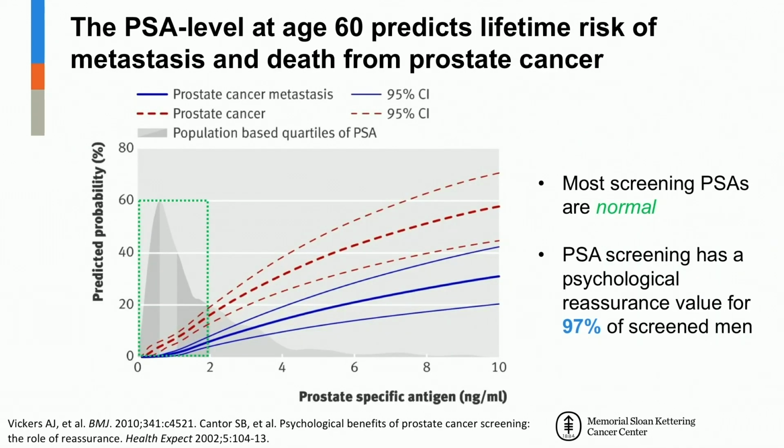And when you think about it, most men will have a normal PSA. This is the PSA distribution among men age 60, and you can see that nearly 75% of men will have a PSA less than 2. So that means that we have these lengthy shared decision-making discussions with patients in whom the downside consequences might never apply.